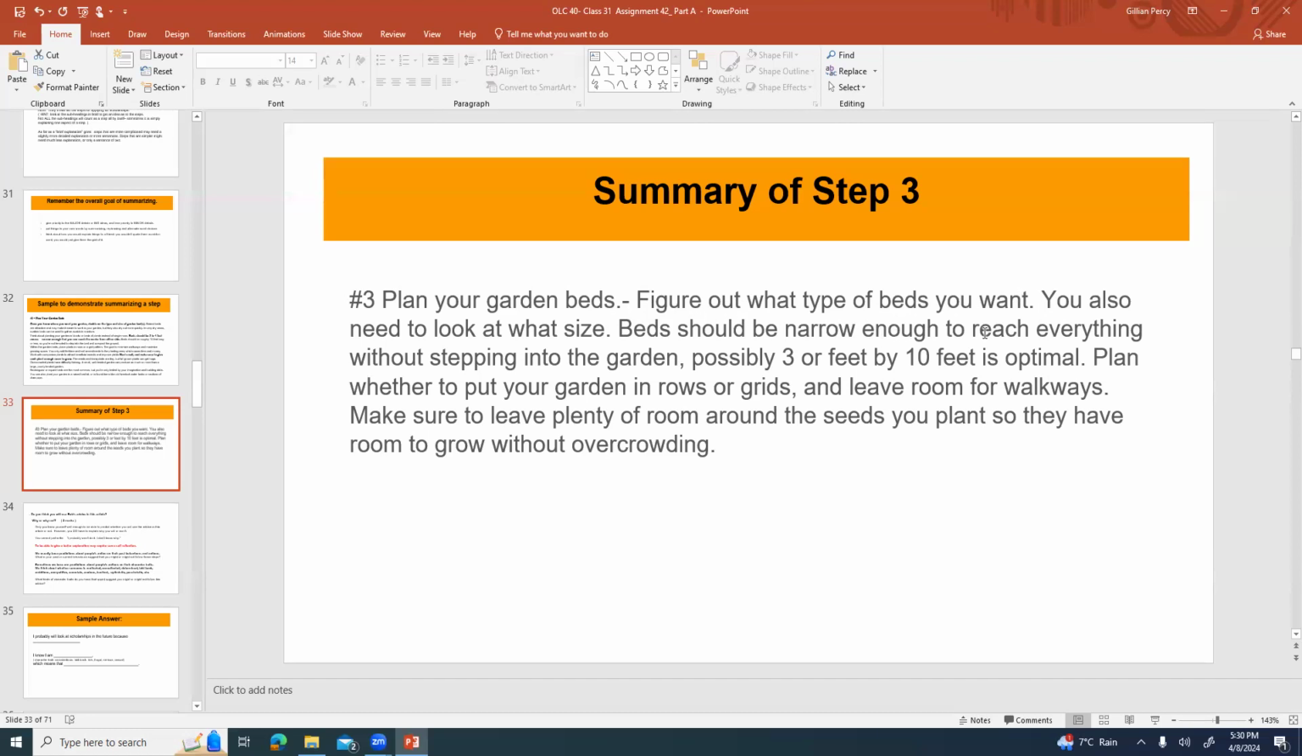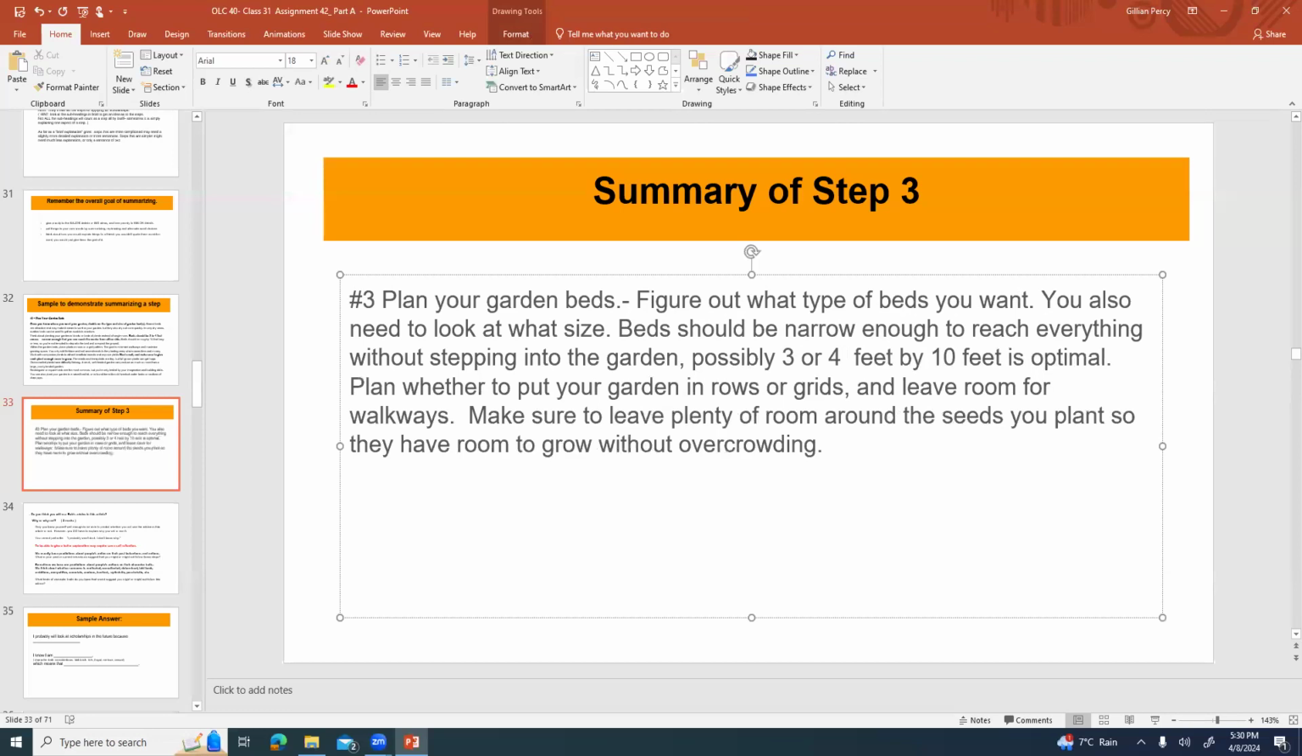Beds should be narrow enough to reach everything without stepping into the garden. Possibly 4 feet by 10 feet is optimal. Plan whether to put your garden in rows or grids and leave room for walkways. Make sure to leave plenty of room around the seeds you plant so they have room to grow without overcrowding.